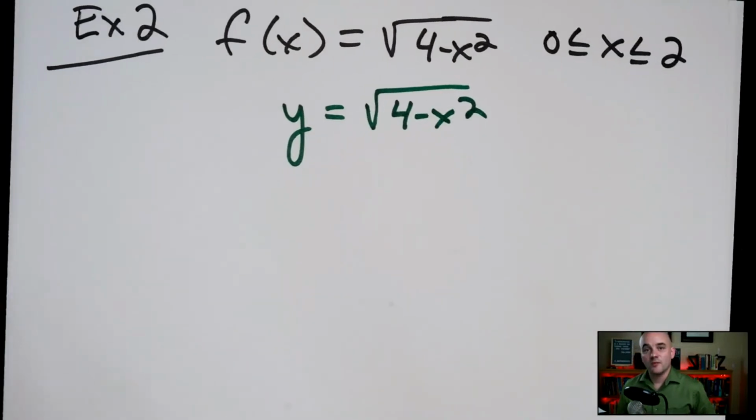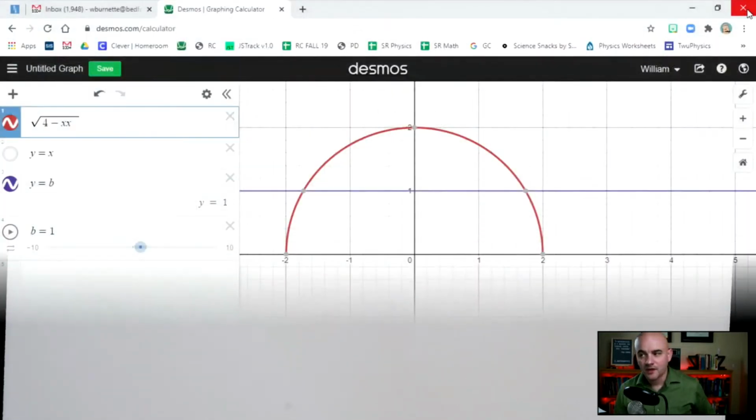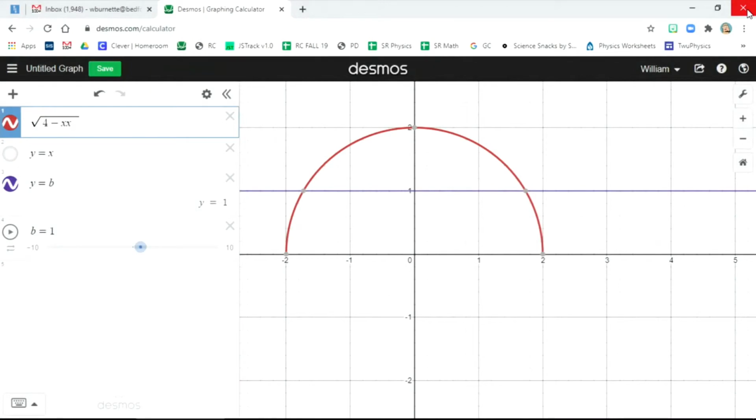See if you can remember, and if not, we're getting ready to look at it in Desmos. Let's go ahead and do that. Let's switch over to Desmos and see what we have here. So in Desmos, when we graph this, we get something that looks like a semicircle. That's what it is. And let me take this horizontal line off. That's what we're looking at right now.